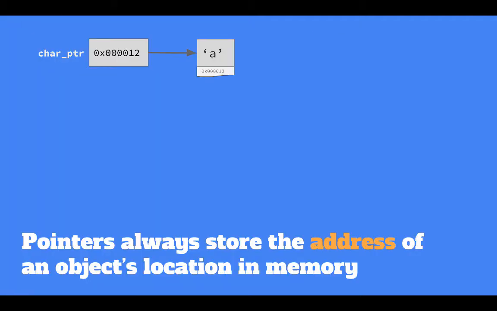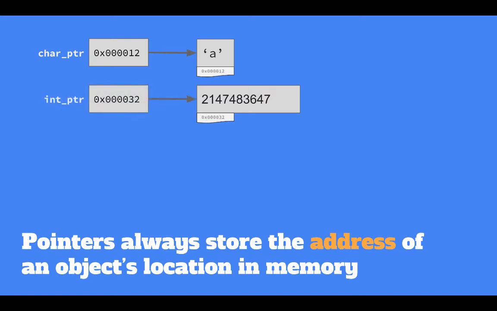Now, it's important to realize that it doesn't really matter what we're pointing to. Pointers always store the address of whatever object is stored in memory. So for example, if I have a character A that happens to be at memory position 0x00012, that pointer, this arbitrary char pointer, stores that address 0x00012. Same thing if I have an integer, whatever that address is of that integer, if I set up a pointer that points to that integer, that pointer is going to hold that address.